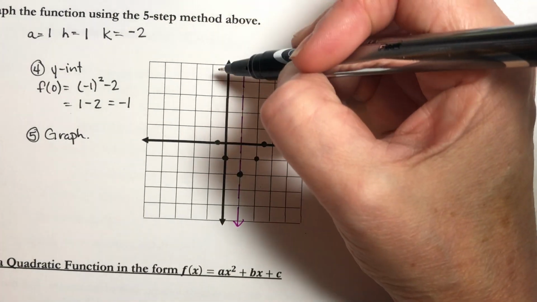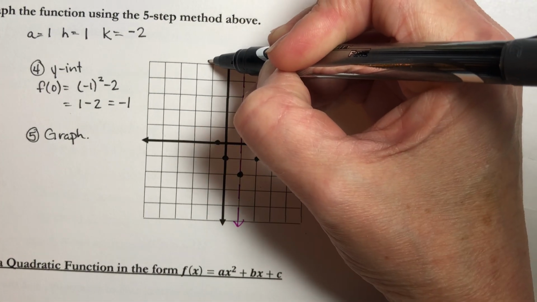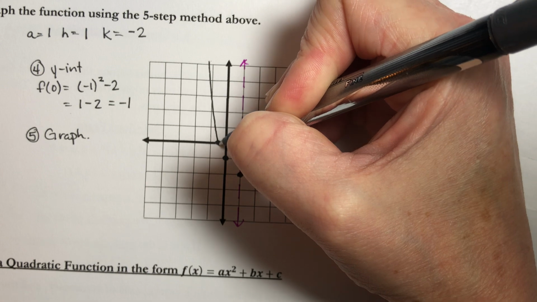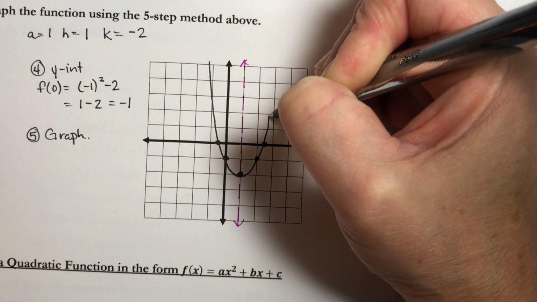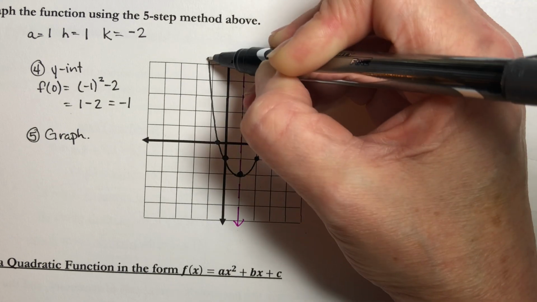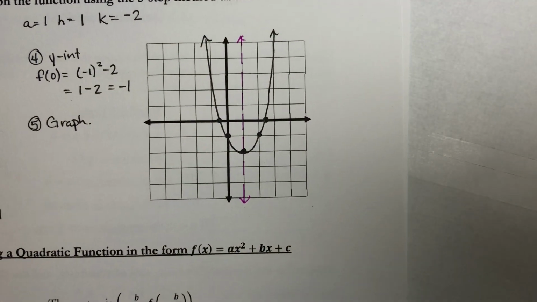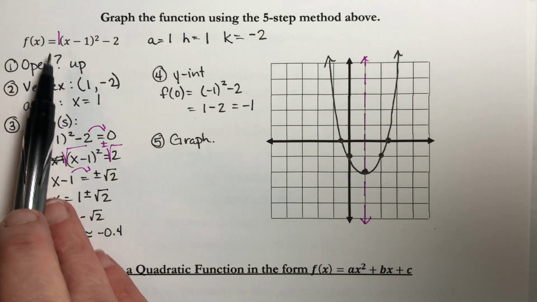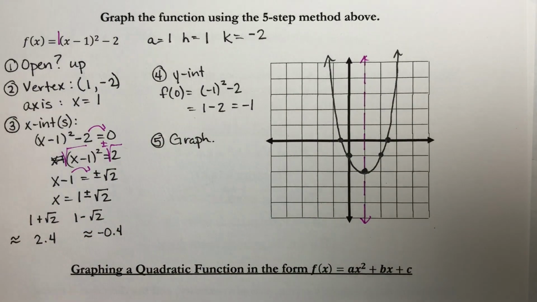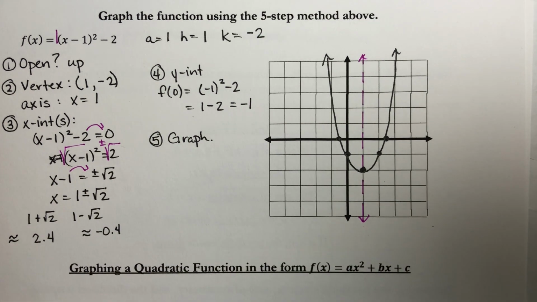Now you want to connect these with as smooth of a curve as possible. We're not all artists, so just do your best. Just know that it does not come to a very definite point like the absolute value function. Now our graph, because of the points we found, did force our parabola to open up, so this is sort of a check in there. This is the answer to our graph.